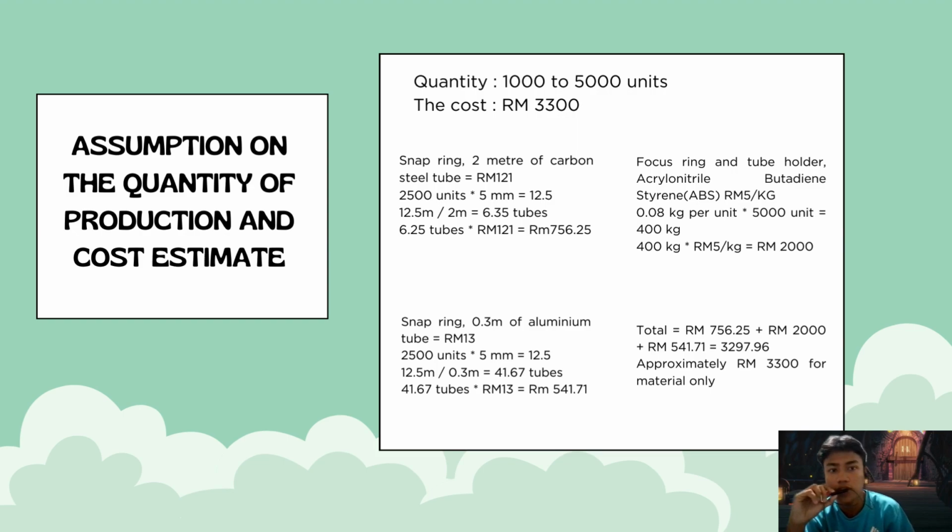Okay, now for the quantity and cost estimation, the quantity is 1000 to 5000 units. The cost is about 3300. For the snap ring, we can see that the total is 756, and the snap ring is 541. The focus ring and tube holder, since they are the same material, we combine them together and the cost is 2000. And lastly, the total sums up to 3297, so we can approximate it to 3300. All of these prices we refer to from Alibaba and Shopee.